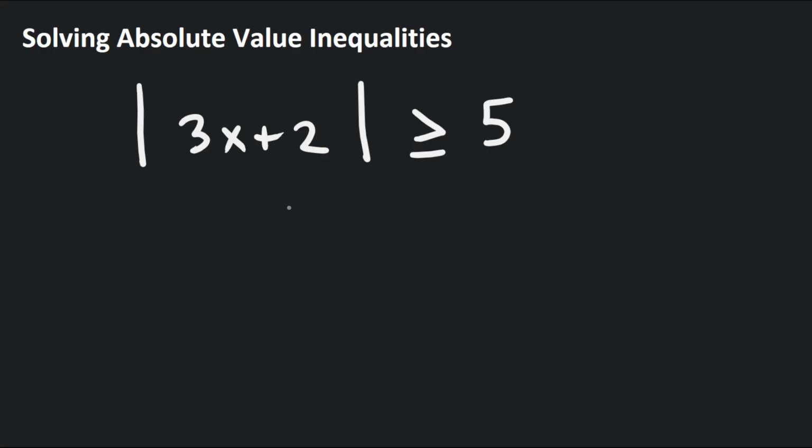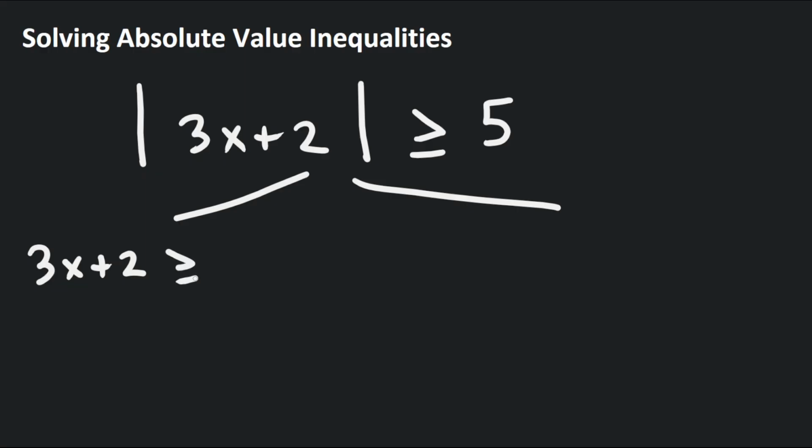And now that we have it isolated, we can go ahead and split this up into two separate inequalities, two separate problems. So we can split this up into 3x plus 2 is greater than or equal to 5. And we can also split this up into 3x plus 2 is, and then you're going to flip the inequality. So you're going to flip it from a greater than or equal to a less than or equal to. This is less than or equal to negative 5.